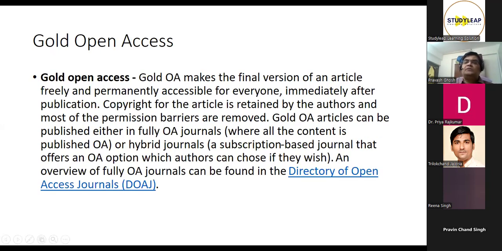Now, there are two types of open access. Let us see quickly. Gold open access, right? Gold open access makes the final version of an article freely and permanently accessible for everyone immediately after publication. But here the editor might ask you whether you want to go for gold open access or green open access. In gold, you or your institute have to pay, right?